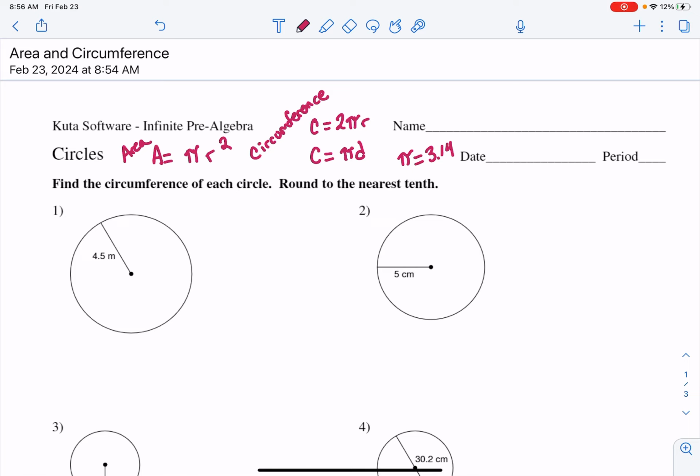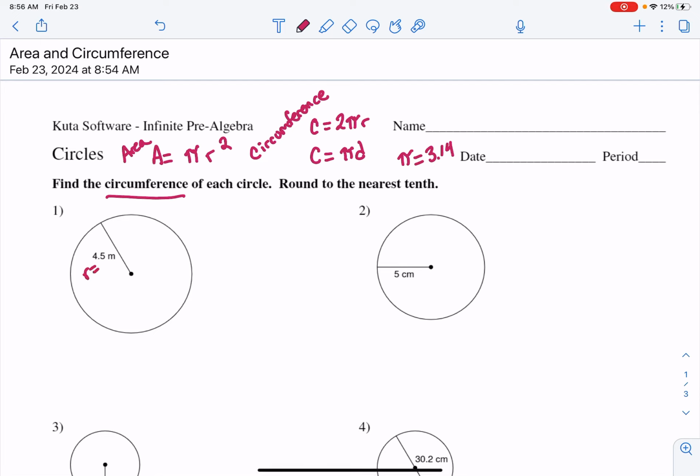So number one gives us a circle, and it says find the circumference of each circle. So we're going to first look and see, okay, what are we given? Well, we are given a circle, and it looks like the radius equals 4.5. And we know it's the radius because it is halfway across the circle. It starts in the center, and it goes to the edge. So we're going to go ahead and label that r equals 4.5.